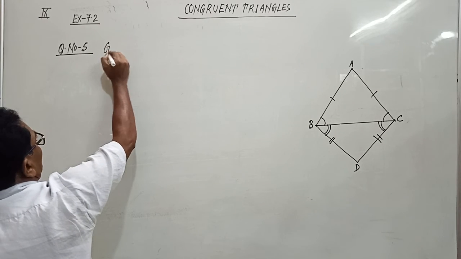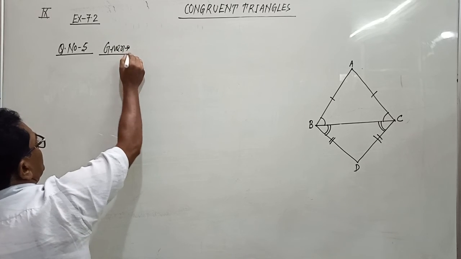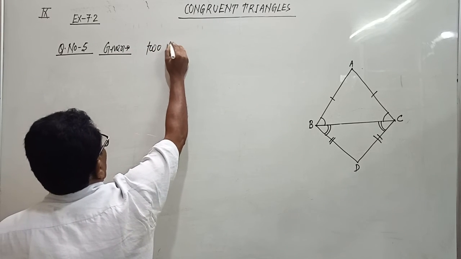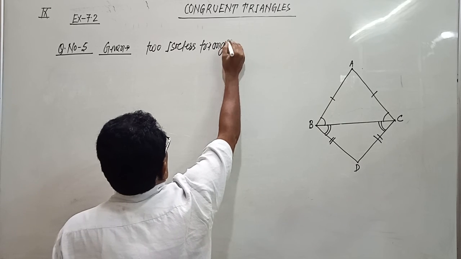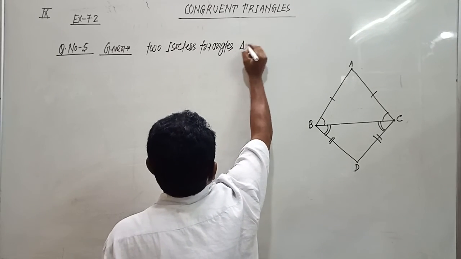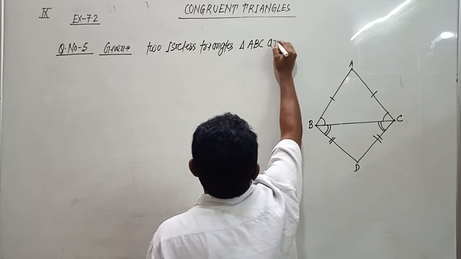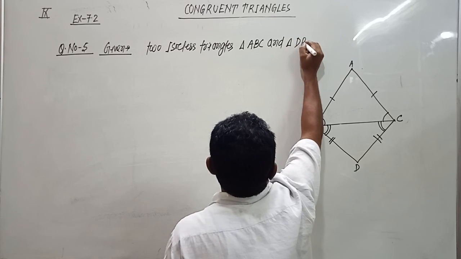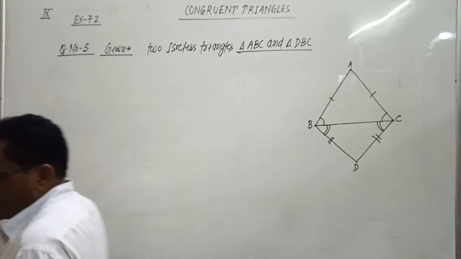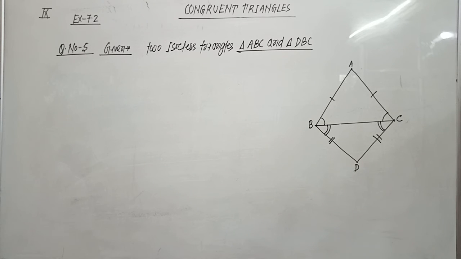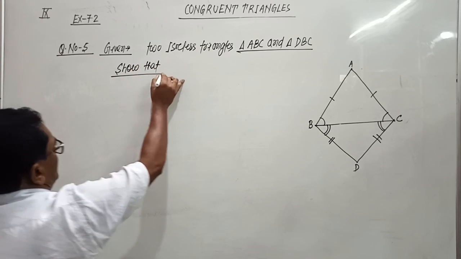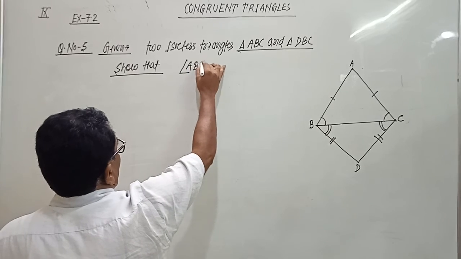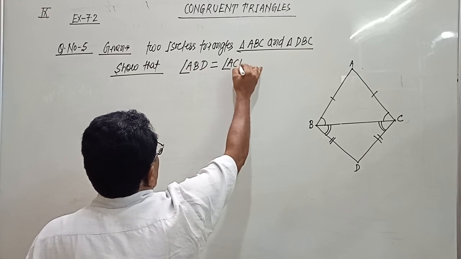So given two isosceles triangles, triangle ABC and triangle DBC, we have to prove, show that angle ABD equals angle ACD.